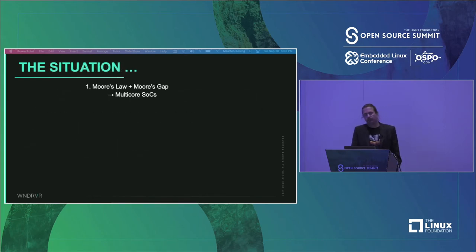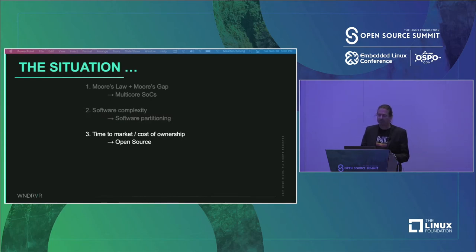So then, we have all these requirements, and then there's what's going on in the whole computer industry. Of course, Moore's Law is ticking along, and I didn't think I was going to be mentioning Moore's Law ever again, but somehow it is relevant. And Moore's gap, that's the expectation that we have around performance. And I know Moore's Law doesn't talk about performance, but this Moore's gap is this expectation that's driving us towards multi-core SoC. So I just want to talk a little bit about that so that we can look a bit into the future. Software complexity, I mentioned software partitioning is the solution there. Time to market, cost of ownership, that's driving us all to open source. Hardware enablement is driving us to Linux.